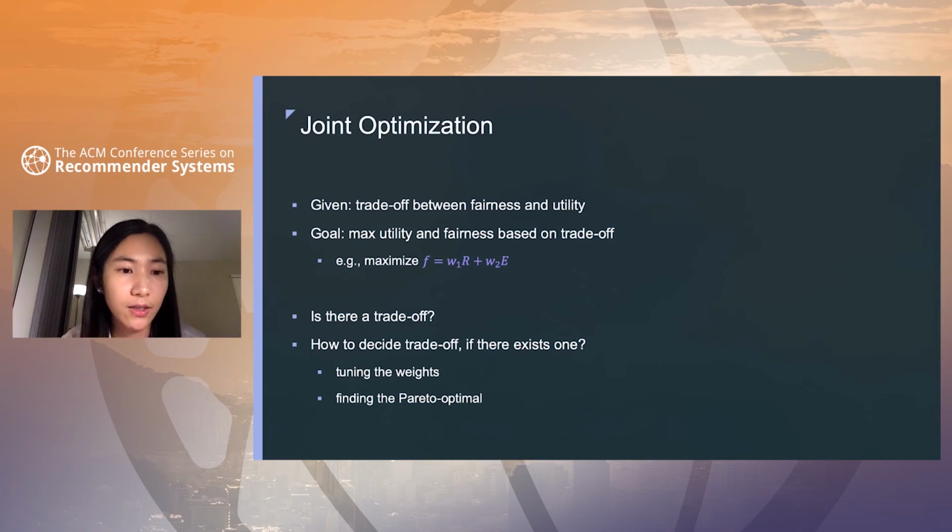Who decides that? In practice, people are usually deciding the trade-offs based on tuning the weights or finding the Pareto optimal by looking at the problem as a multi-objective optimization problem, or just to see what trade-off makes the system perform better in terms of their own concern, utility, or fairness metrics.